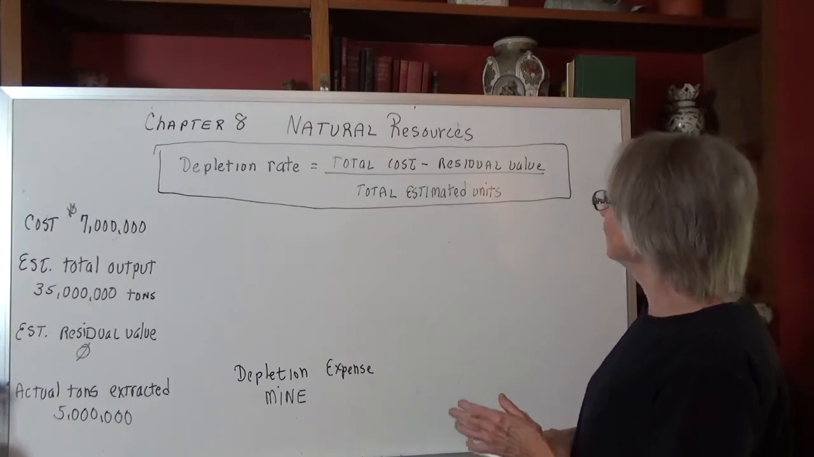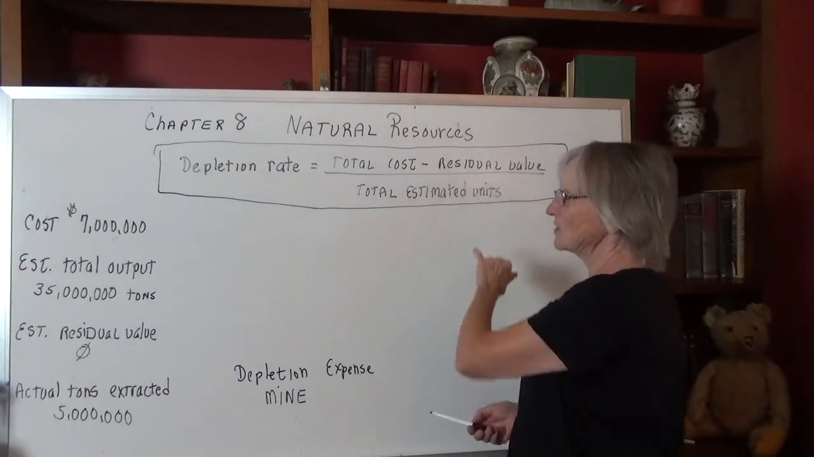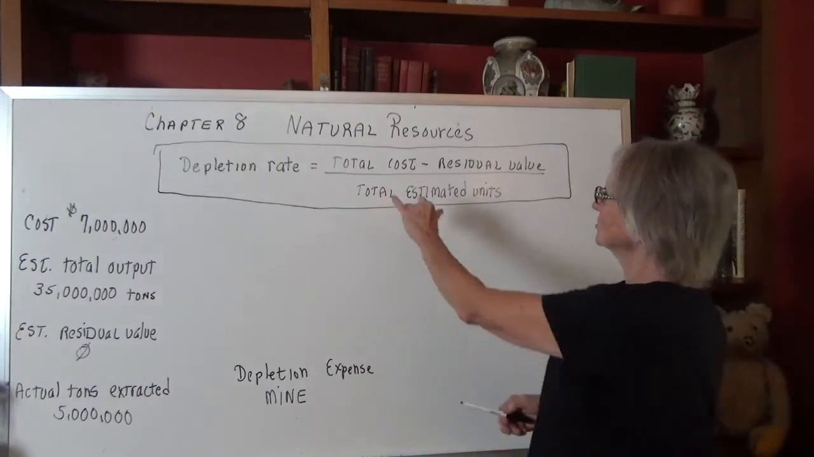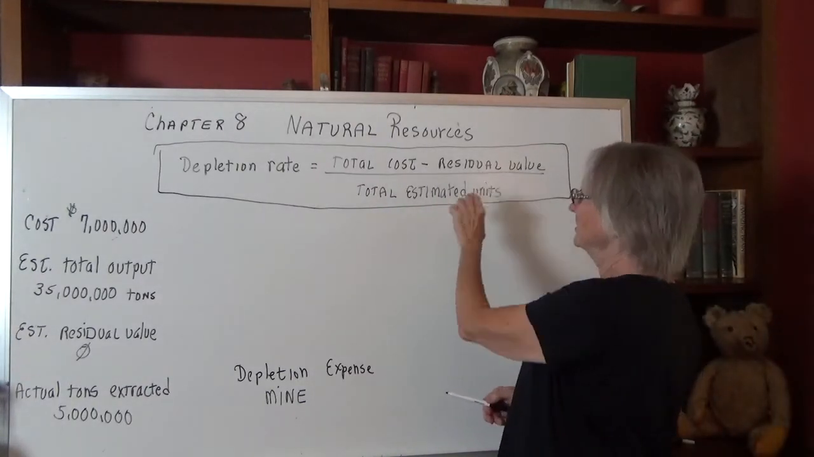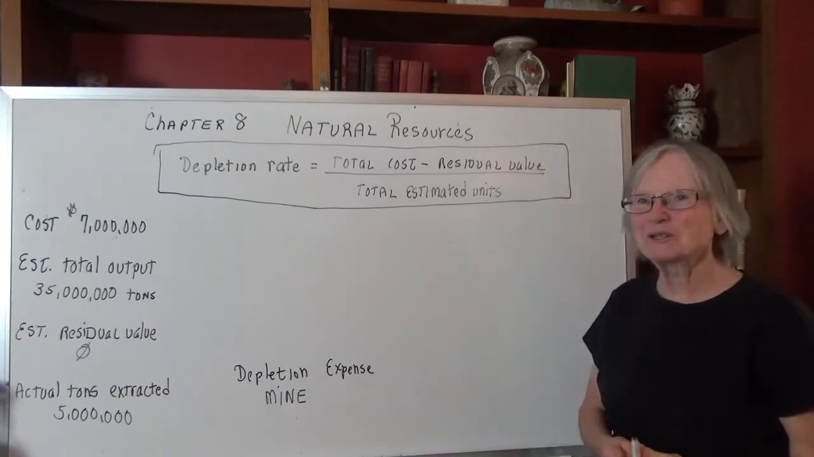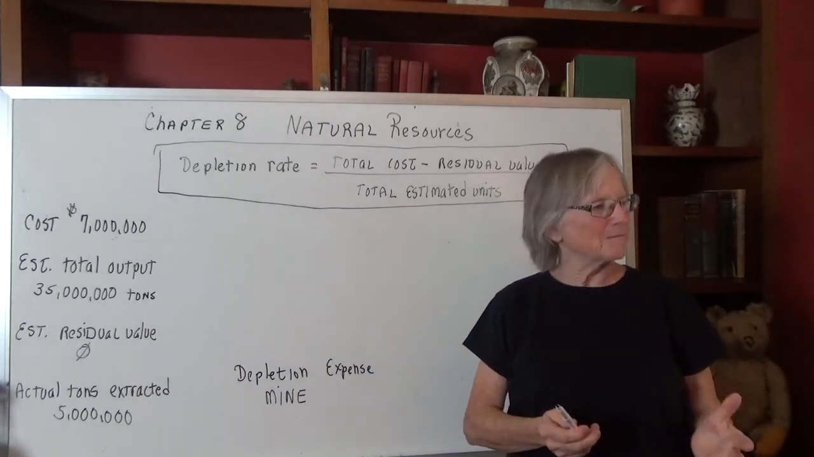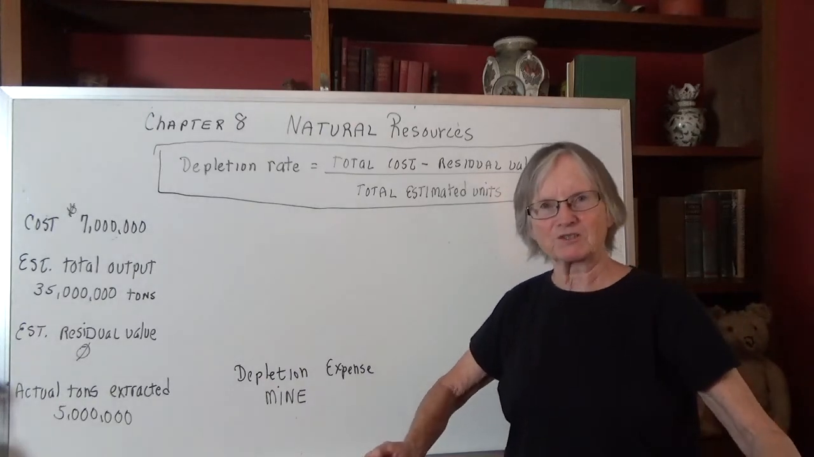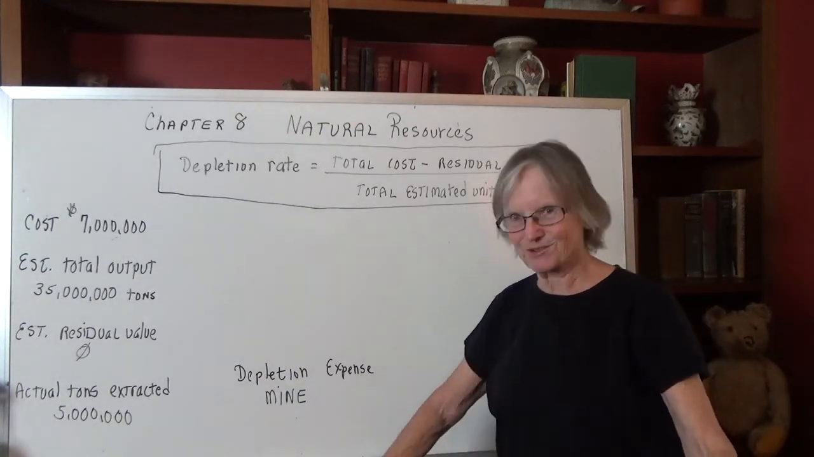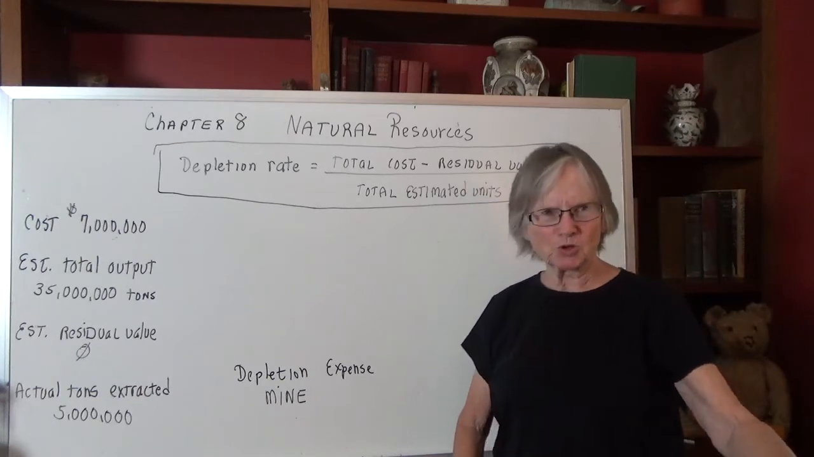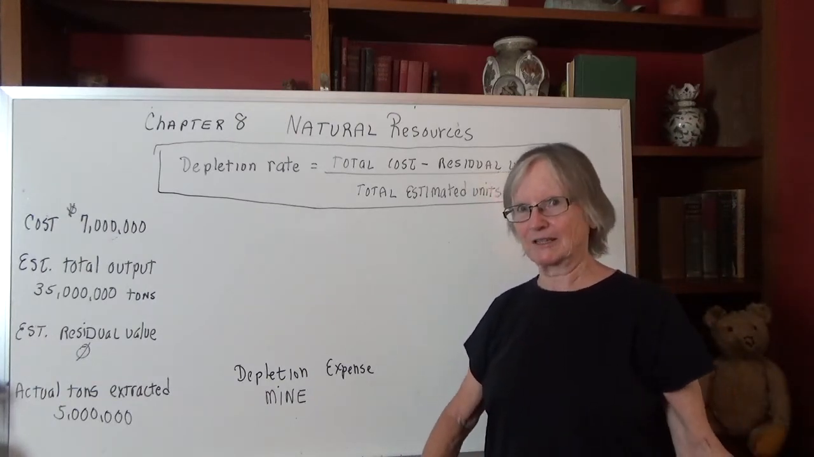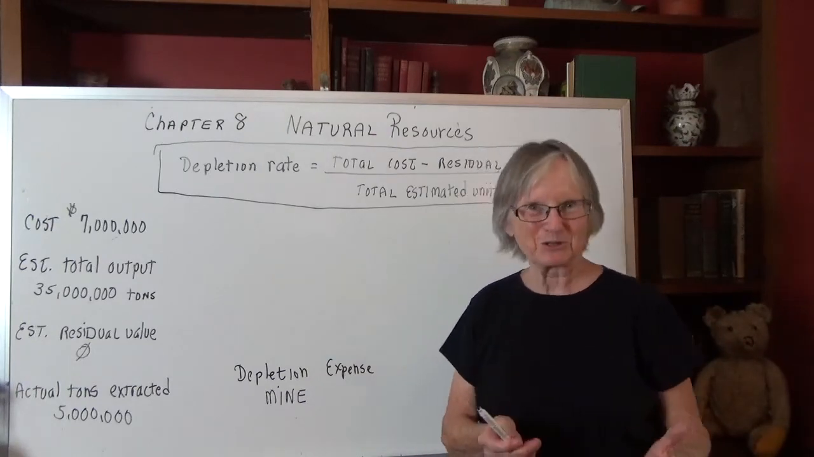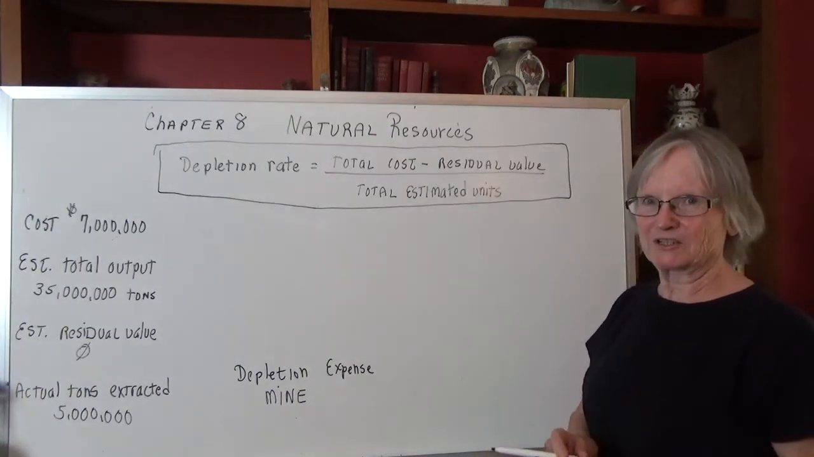For most of the problems, they're going to use a zero value here, but that's not always going to be the case. So we get total cost, less residual value, and then this is the tricky one, the total estimated units. How many trees are in that forest? How much oil is under the ground there? How much ore is in that mine? How are you going to find that out? Well, you call a geologist and they give you an estimate. Fortunately for us, they'll just give us that number.